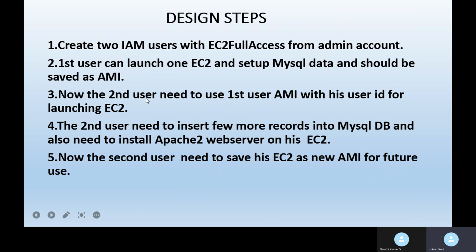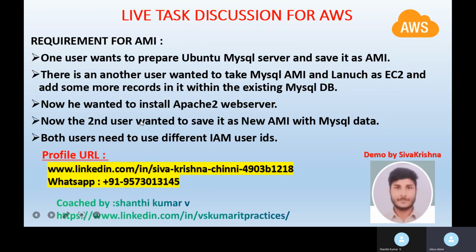Now the second user wants to use this first user's AMI ID with his login credentials for launching EC2. Now the second user needs to insert a few more records into the existing MySQL DB, and also he needs to install one Apache 2 web server on his EC2 machine. Now the second user needs to save his EC2 machine as a new AMI for future purposes. So that is our AMI requirement for this live task.